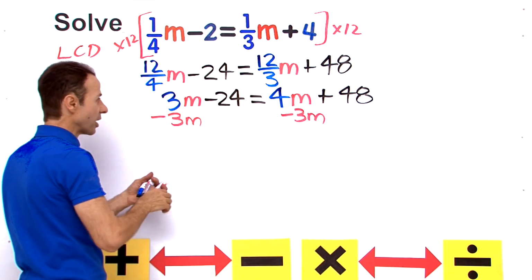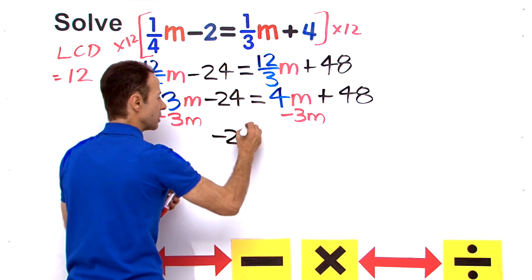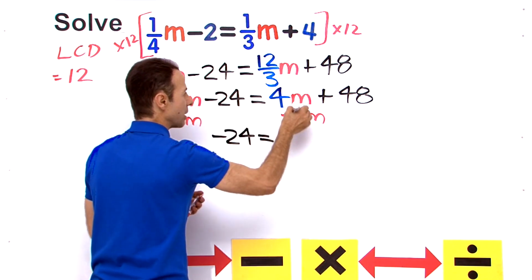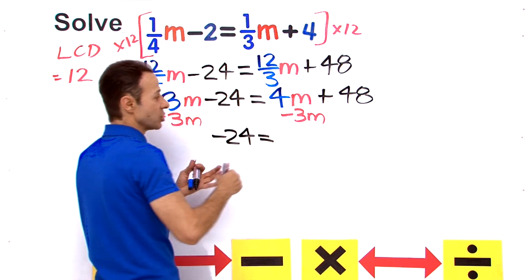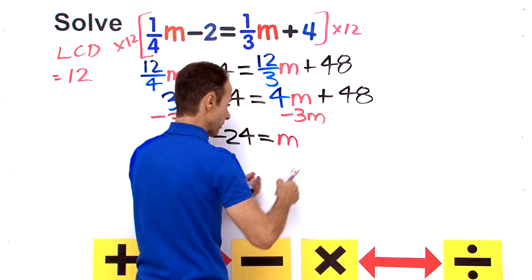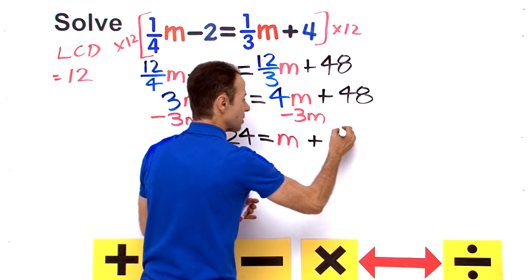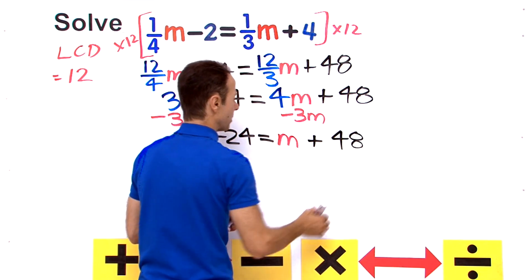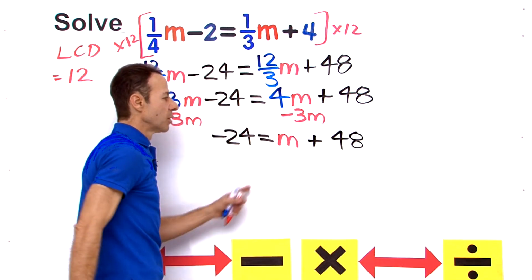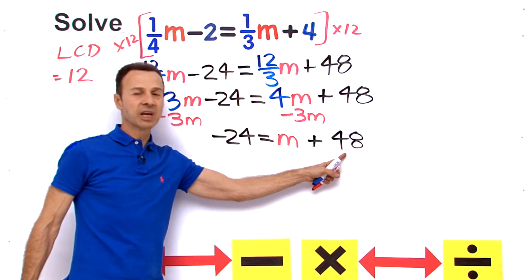So we're left with just the minus 24. Minus 24 is equal to 4m minus 3m, which is just 1m. So we just call it m. Bring down the plus 48. Plus 48. Now, let's get that m home alone. We've got this plus 48 here. Let's get rid of that.